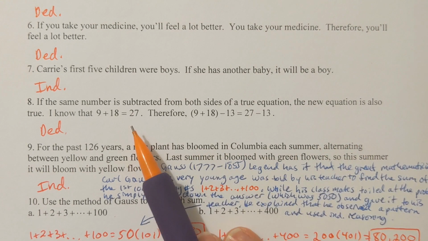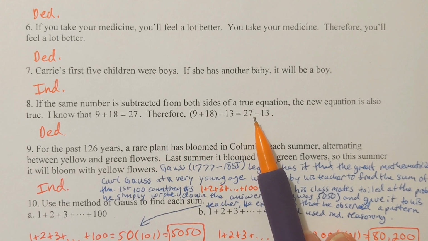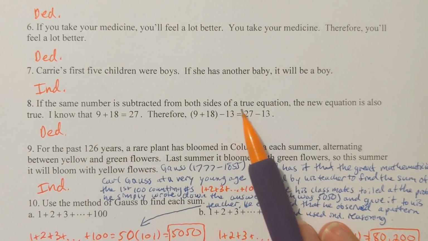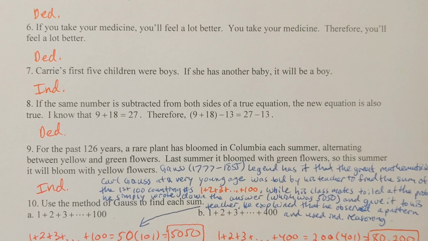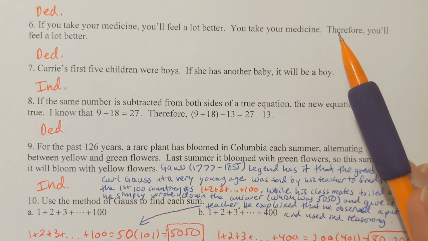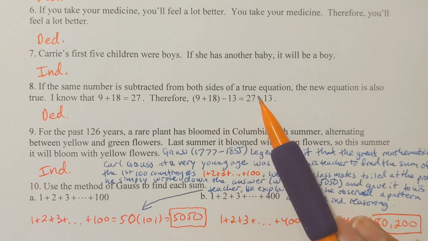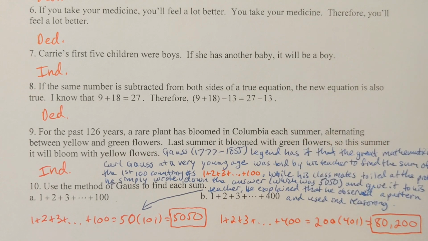I know that if the same number is subtracted from both sides of a true equation, then the equation is also true. That's true for any equation. So you're starting off with something that in general is going to be true no matter what. And then now the 9 plus 18 equals 27, where you're subtracting 13 from both sides, that's the special example. So that's deductive.